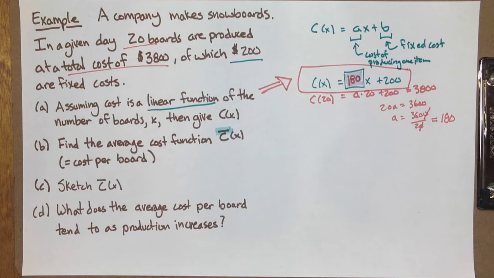So how does one compute the average cost? If I produced, well, let's just look at our problem here. We have 20 boards. It cost us $3,800 to make those 20 boards. What is the average cost per board?